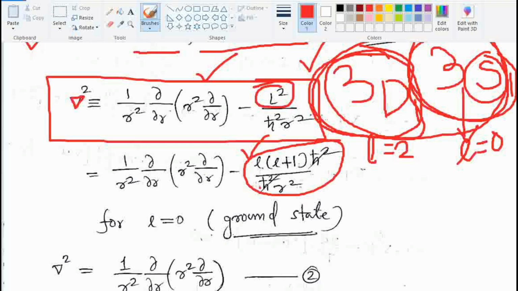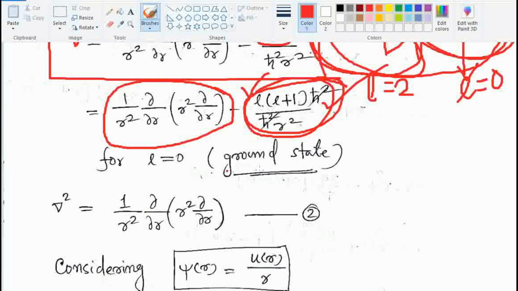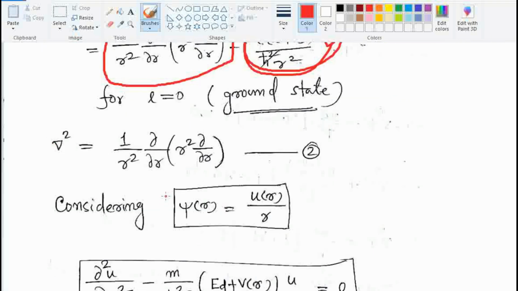So we have only this part, and this part purely depends on the radial part. You see, there are only r expressions here, 1 by r square del by del r. There is no theta and phi dependence, because the theta and phi dependent part was this one, and as we are taking L equal to 0, it will automatically be 0. So for L equal to 0, this is the ground state. Now, to make our calculation simple, we assume that psi(r) equals u(r) by r, in terms of another wave function u(r).